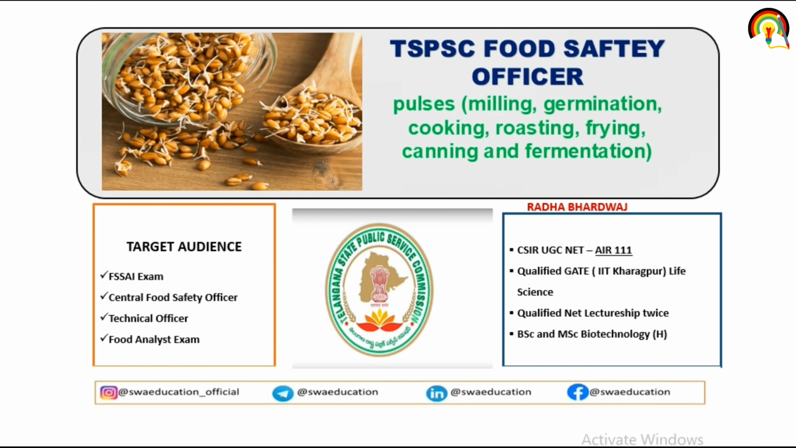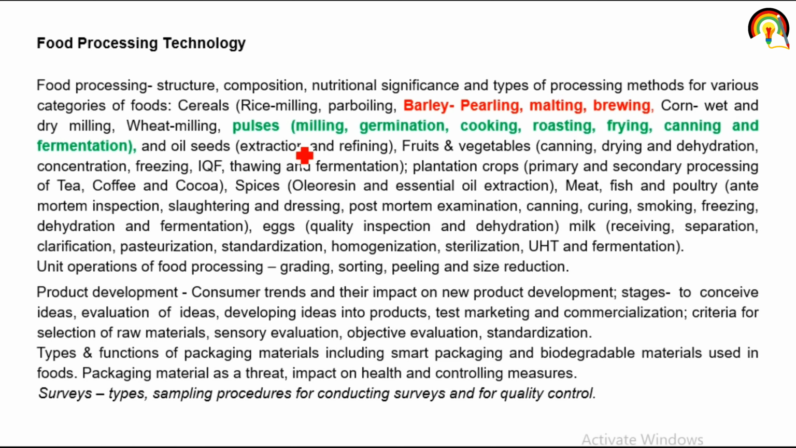Today we are going to discuss pulse processing methods. In pulses we are going to discuss pulse milling method, pulses cooking, frying, canning, fermentation and germination. So today we are going to target this portion.